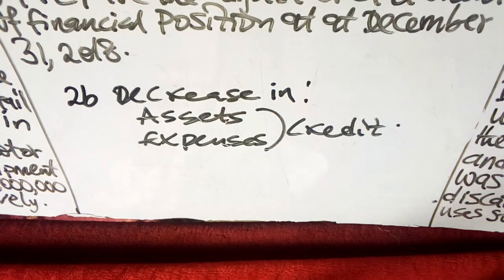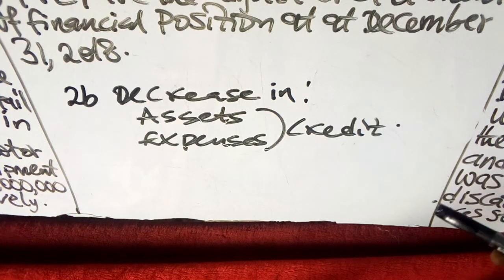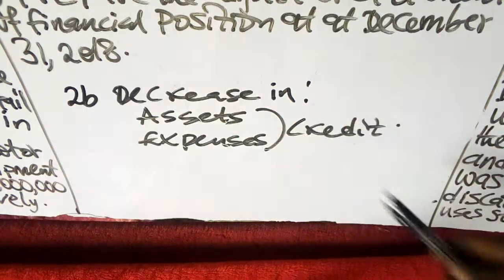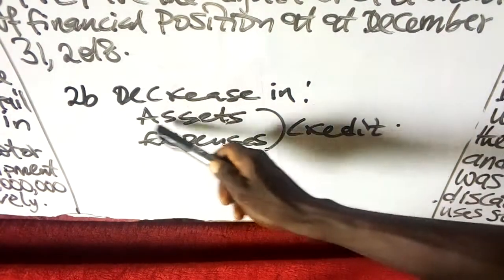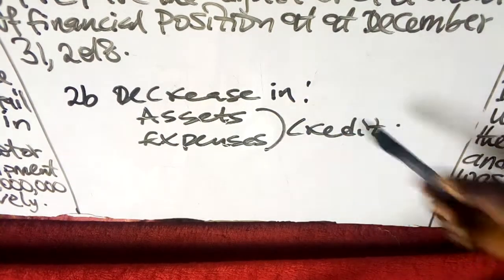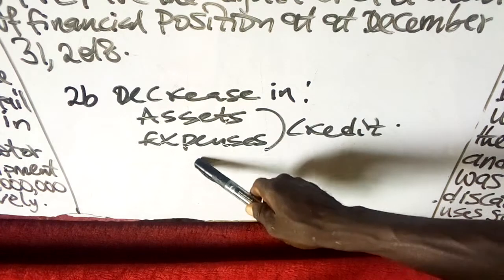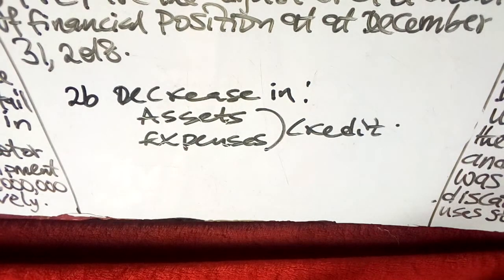But for an expense, when you incur an expense, then as at the time those expenses were incurred, your expenses increase, so you debit it. But when part of the expenses were settled, that means the expenses will reduce. When part of them were paid, then the expenses will reduce, so you credit it. So that is why we say increase in expenses should be debited, while decrease in expenses should be credited. Bear that in mind.